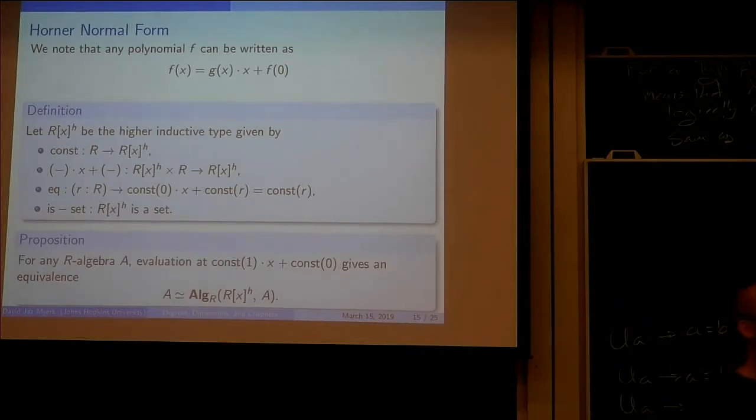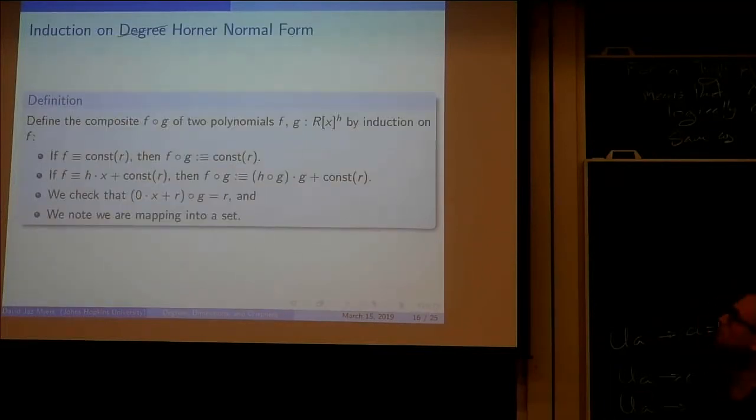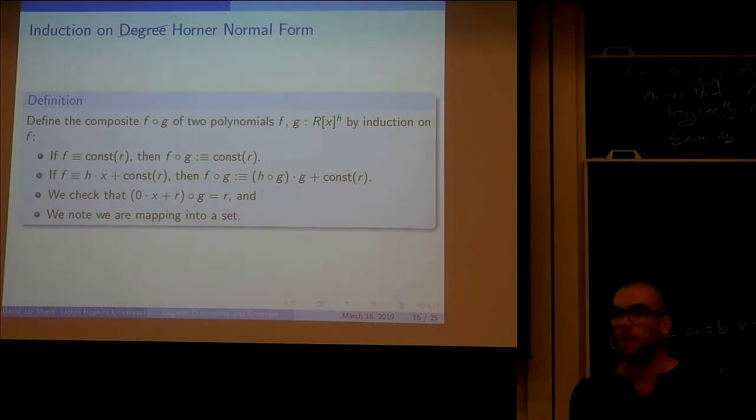And at this point, I'll just mention that because they all have the same universal property, all of these three polynomials are equivalent by the function that sends x in one to x in the other. So they're really going to work exactly the same. And now here we can define the composite by induction on the polynomial. So we define it like this.